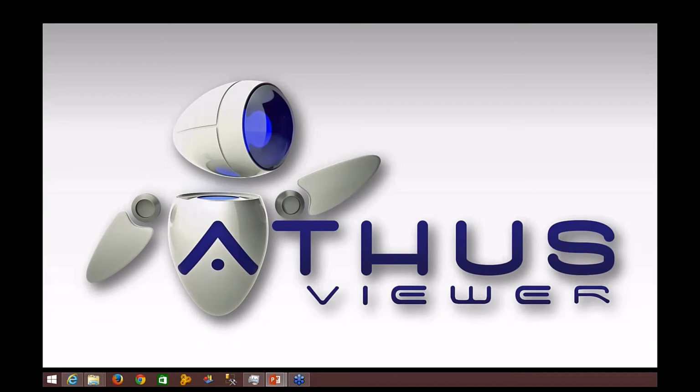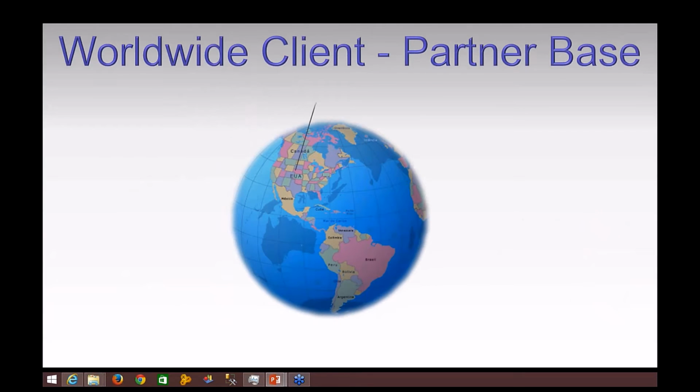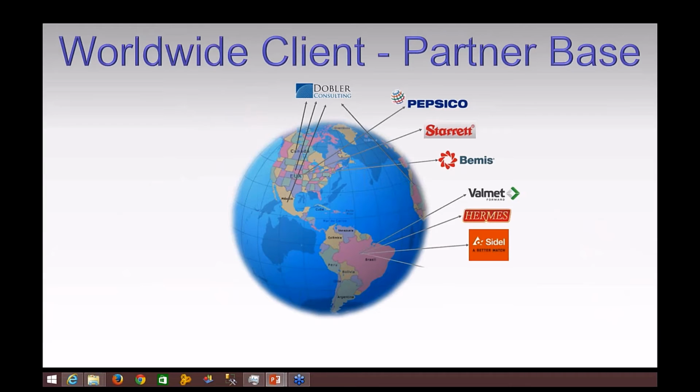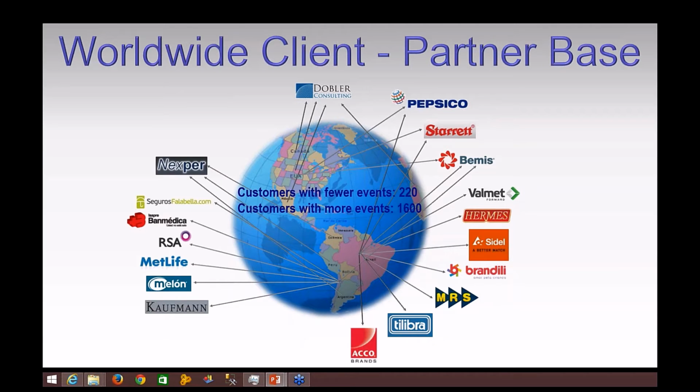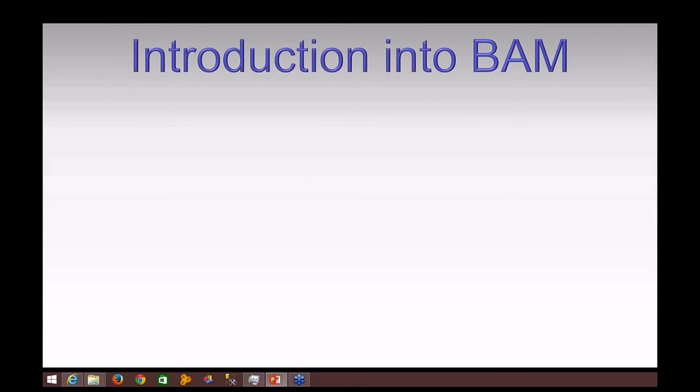The worldwide client and partner base of Athus includes Dobler Consulting ourselves, and you will see many other clients coming up, just to give you a little bit of an overview of who these are and where they're located. So Athus is software that's been around for quite a while, and it's distributed to many clients, very robust. It's now in version 2.4, I believe, and the number of clients in total is almost 2,000. So it's a very stable environment for the clientele. Okay, let's get into BAM, Business Activity Monitoring.